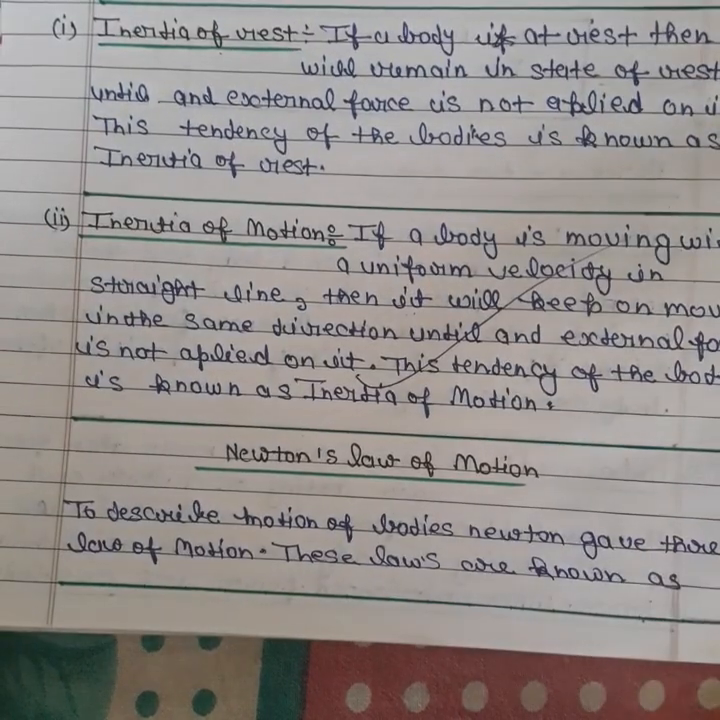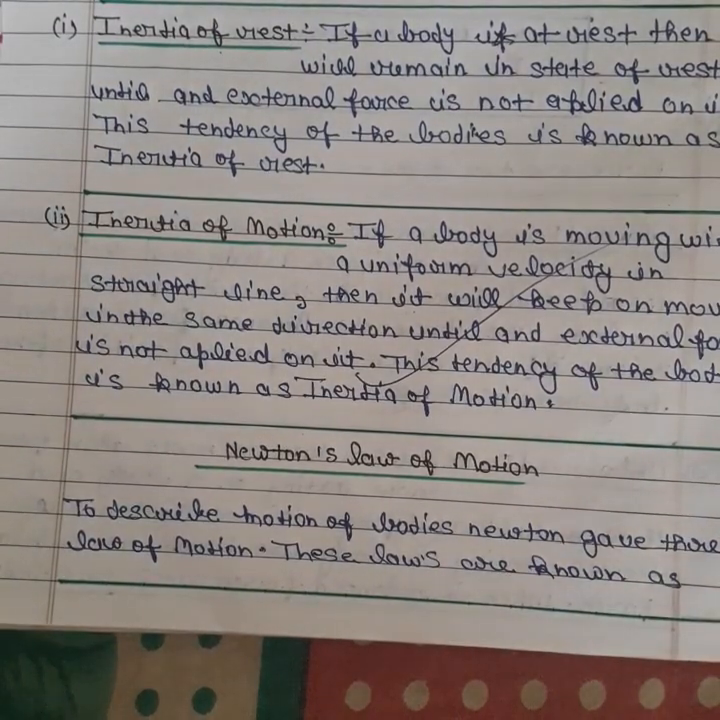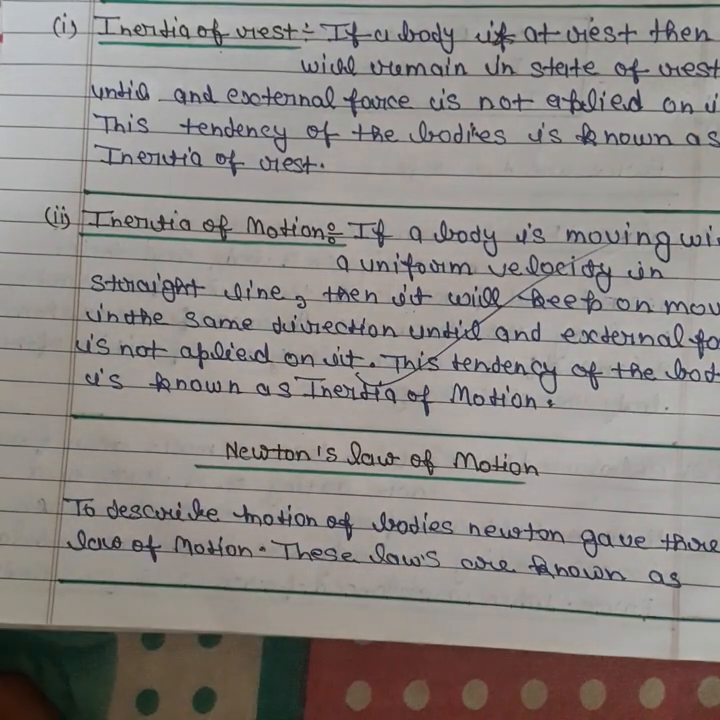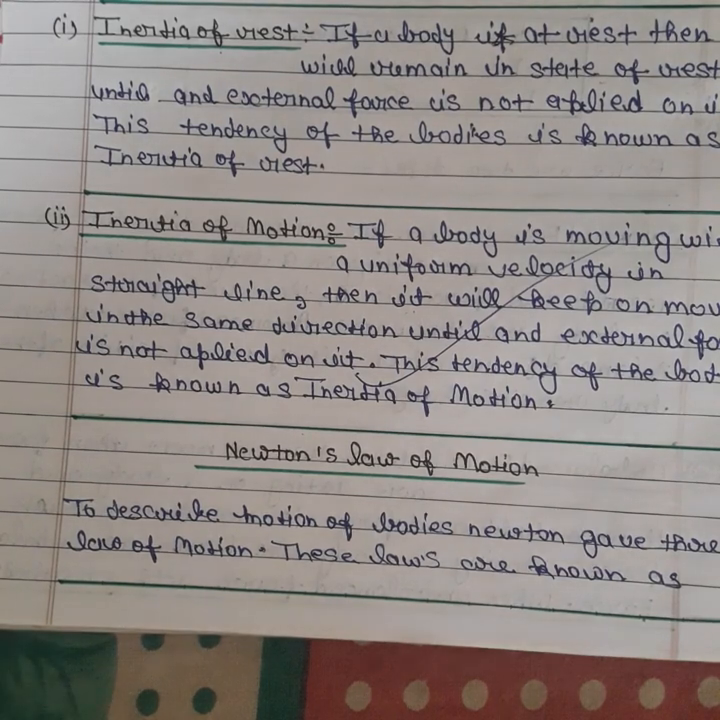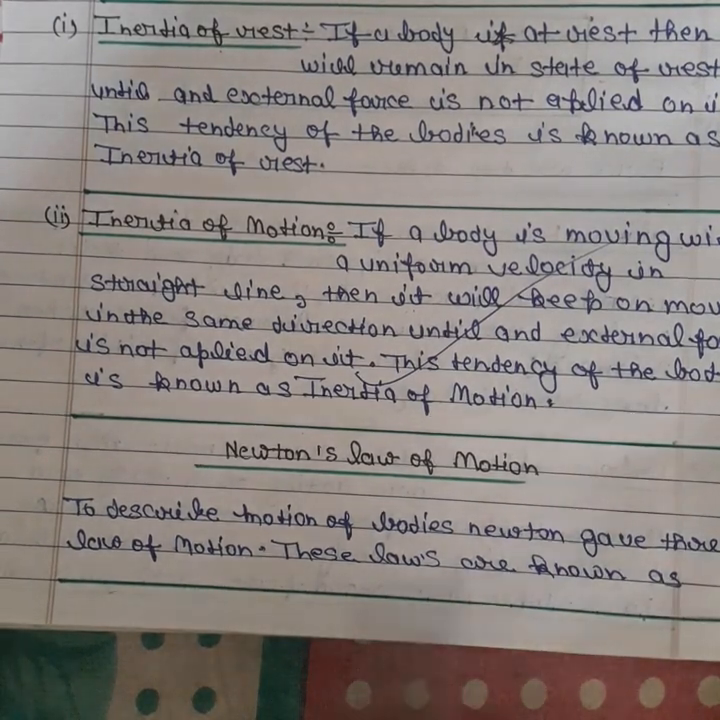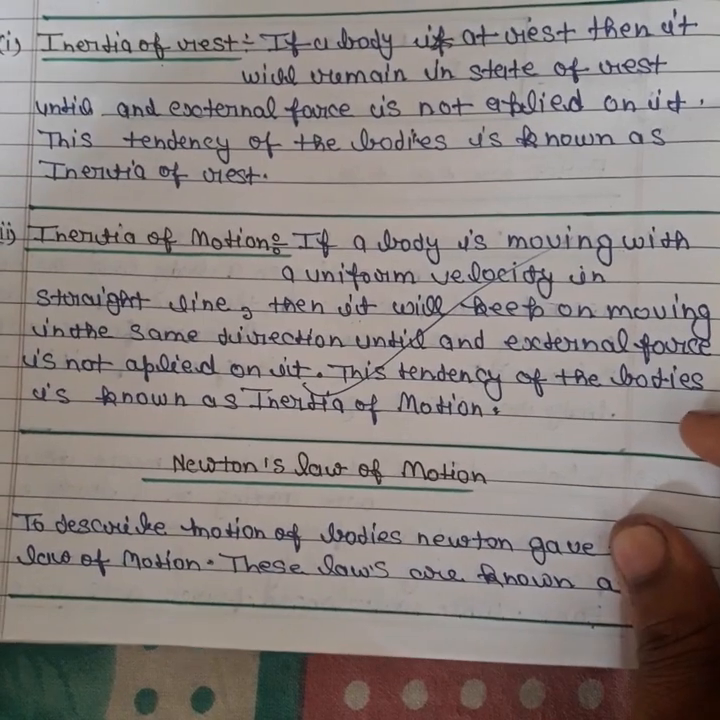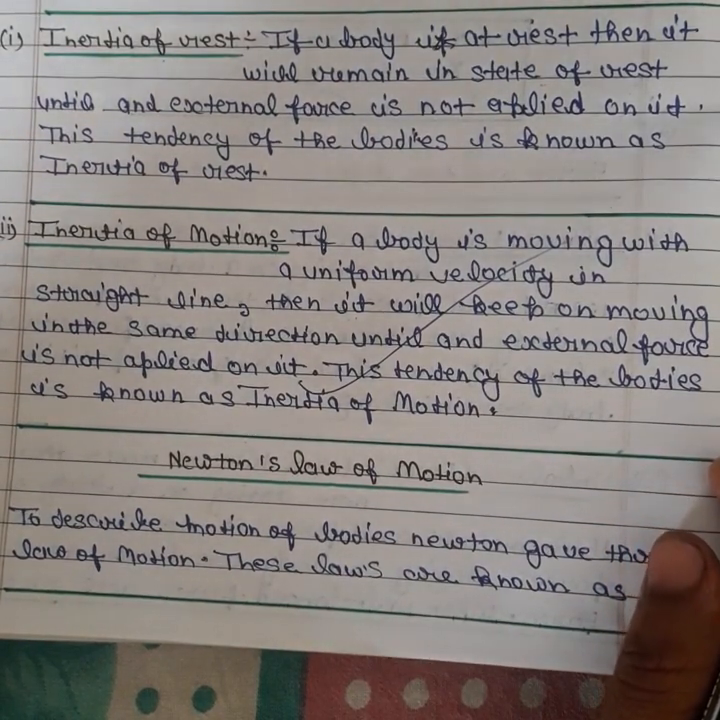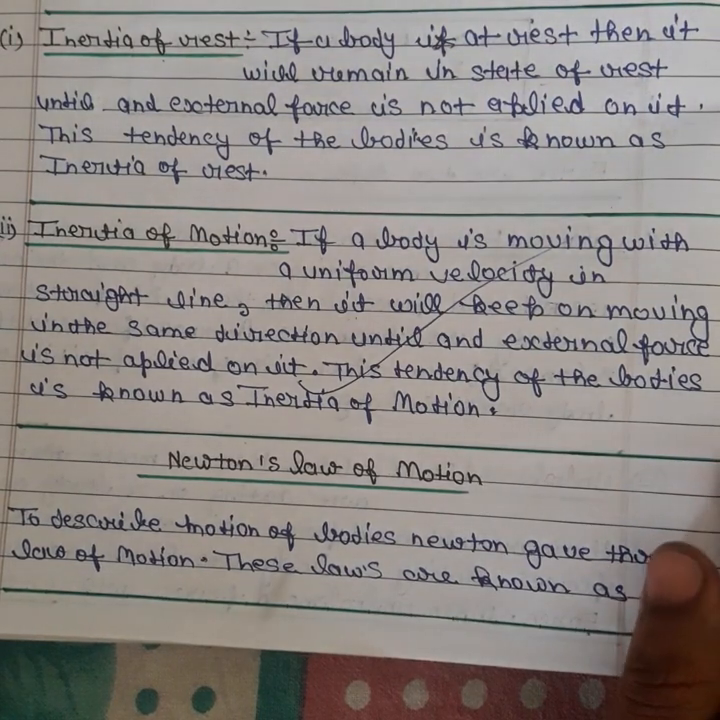First one, inertia of rest. If a body is in a state of rest, then it will remain in a state of rest until an external force is applied on it. This tendency of the body is known as inertia of rest. And inertia of motion: if a body is moving, then it will remain moving until an external force is applied on it. This tendency of the bodies is known as inertia of motion.